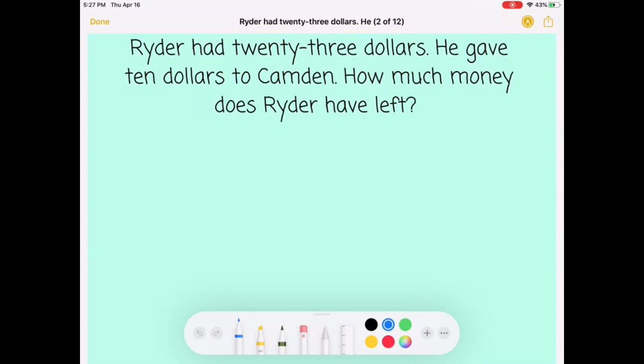This problem says Ryder had $23. He gave $10 to Camden. How much money does Ryder have left? Now this problem is a little bit different. We need to go back and circle and underline the important information.